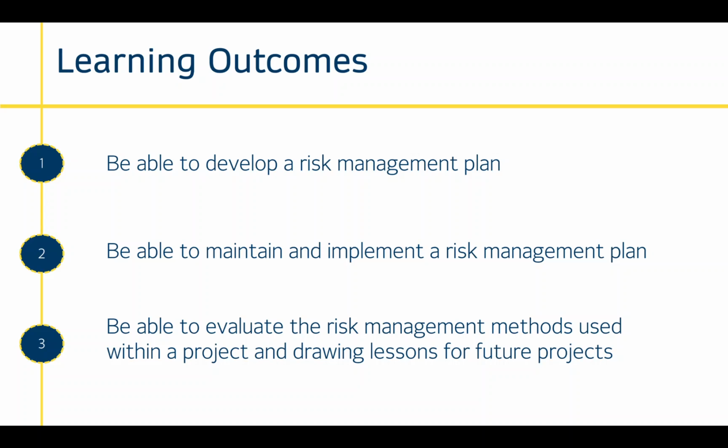Outcome 2 moves on to the project delivery phase, and this is being able to maintain and implement a risk management plan. So this is when your project is ongoing and you're monitoring risk levels and events to see if a risk has occurred, and if it has, you're putting in your contingency plans. Outcome 3 is being able to evaluate the risk management methods used within a project and drawing lessons for future projects. This is a reflective piece on your experience planning and managing risk.